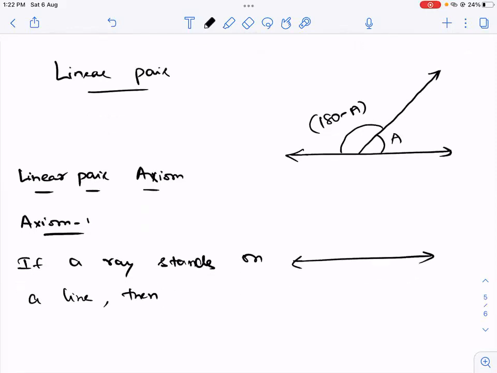Because that statement makes sense. If you take this as a proof, yes, you can say this as a proof, because it forms a straight angle. That's what the diagram says.